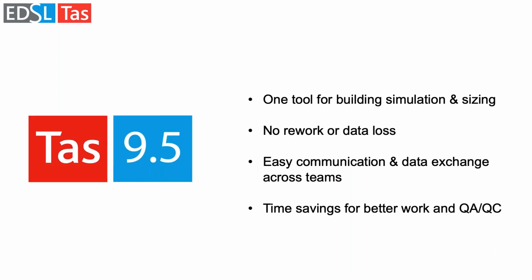So TAS is one tool that covers building simulation and sizing. It does help to minimize rework and data loss across applications and platforms, and provides better communication across teams and data exchange, so you don't have to recalculate things. There's not a communication gap, or it lessens the communication gap across those teams. And with all the productivity and automated tasks, it does produce time savings. Coupled with the fast speed of tasks, you can get much more QA and QC work done in the same time you would take to do one run. You could have done 7 and analyzed them all.